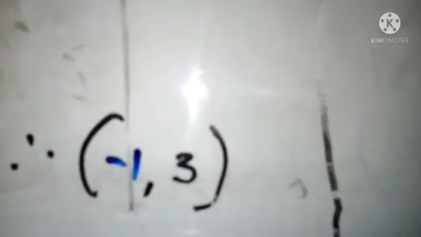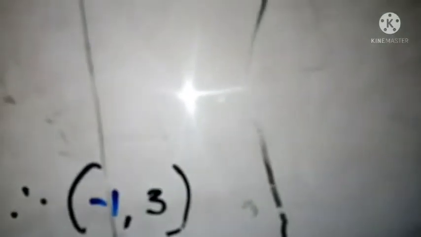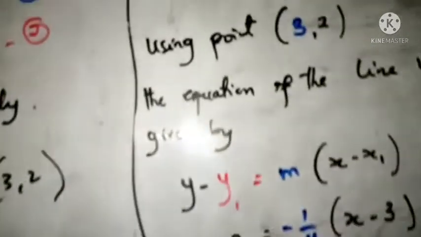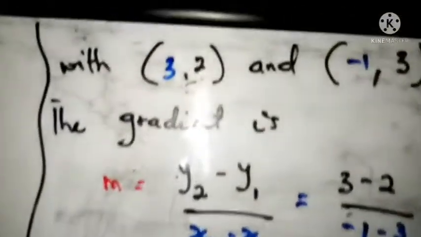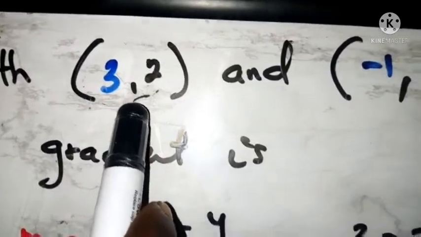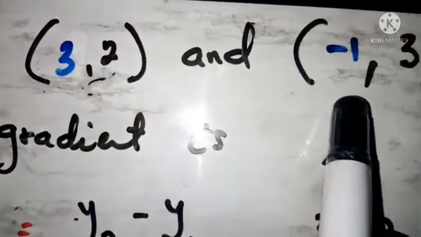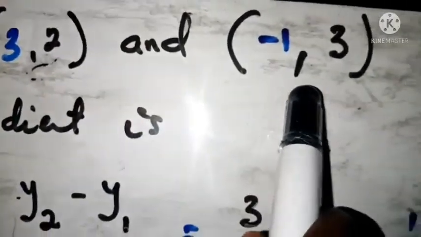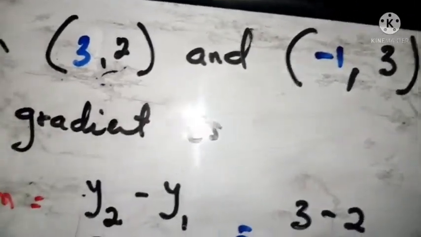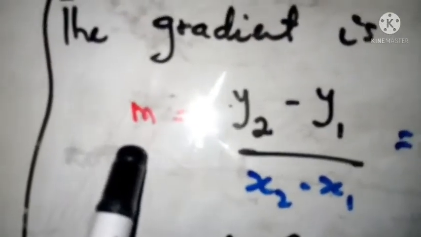Okay, why are we doing all this? We are doing all this for us to get a gradient, right? So we know that from the equation of a line, we need to have the gradient as well as any of the points. So we are given this from the question, that is 3,2, and then the point of intersection we found is minus 1,3. So with these two points, we can find the gradient. Okay, how do you find the gradient? We know that the gradient is normally denoted by m. So m here stands for the gradient.